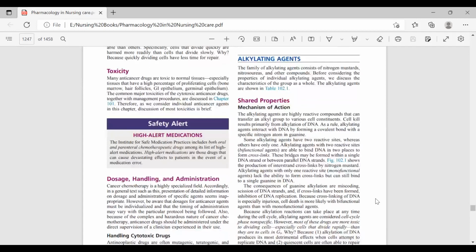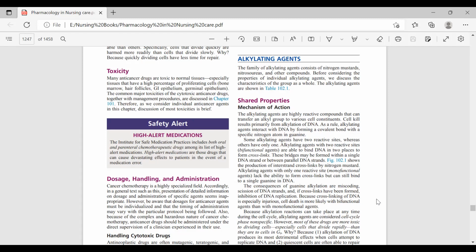We now consider the alkylating agents, the group of anti-cancer cytotoxic drugs which are highly reactive compounds that can transfer an alkyl group to various cell constituents. This transfer primarily results in cell kill because of the alkylation of DNA. The alkylating agents interact with DNA by forming a covalent bond with a specific nitrogen atom, especially in guanine. So some alkylating agents have two reactive sites. The others have only one.